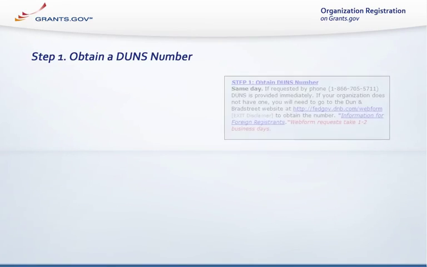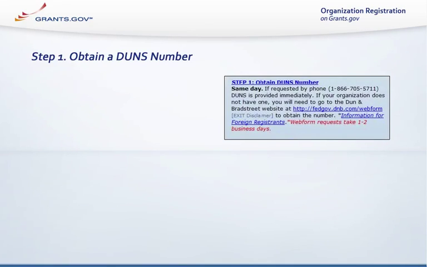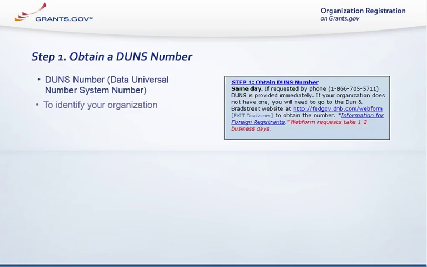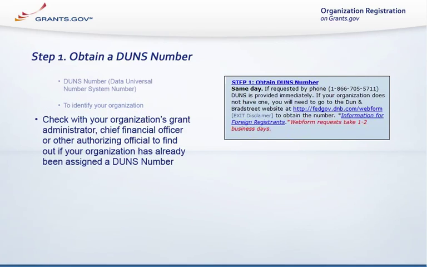Step 1. Obtain a DUNS number. Step 1 of the registration process is obtaining a DUNS number. A DUNS number, or Data Universal Number System number, is used to identify your organization and was adopted by the federal government to track how federal grant money is allocated. Your organization may already have a DUNS number, so check with your organization's grant administrator, chief financial officer, or other authorizing official to find out if your organization has already been assigned a DUNS number.